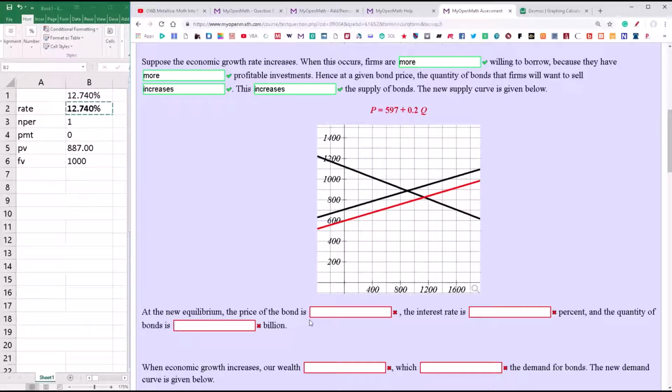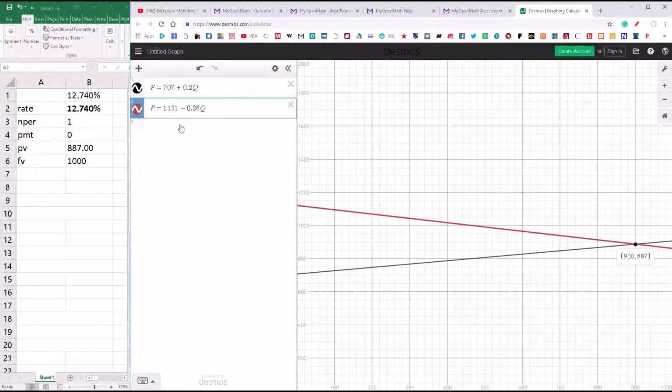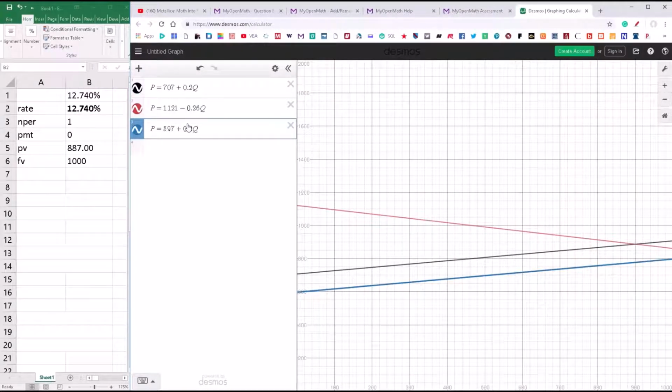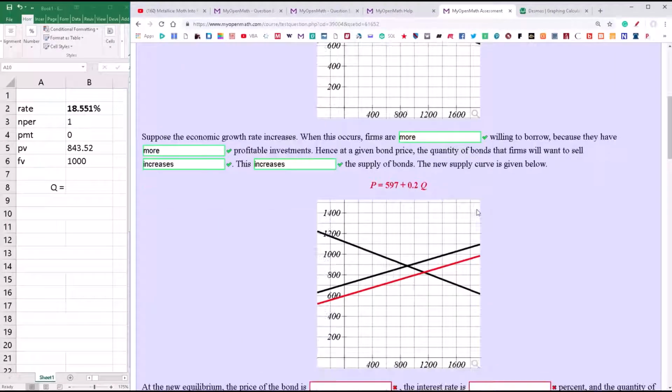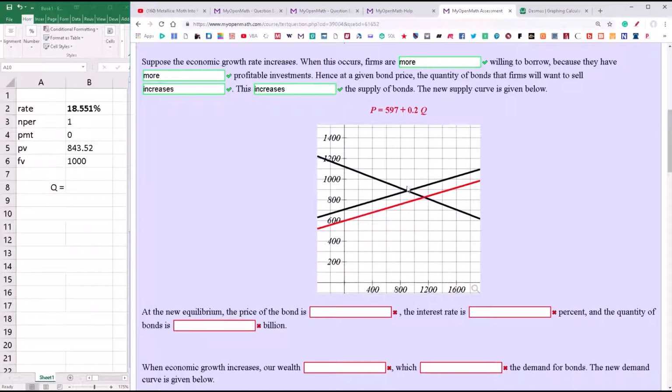Okay, now we got to get the new equilibrium price. What I'm going to do is copy this equation into Desmos, our really handy graphing calculator. I changed the colors of the equations so they match my open math graph here. So we got two black ones, which are the initial, and then we got red supply and black demand, which is the second equilibrium.